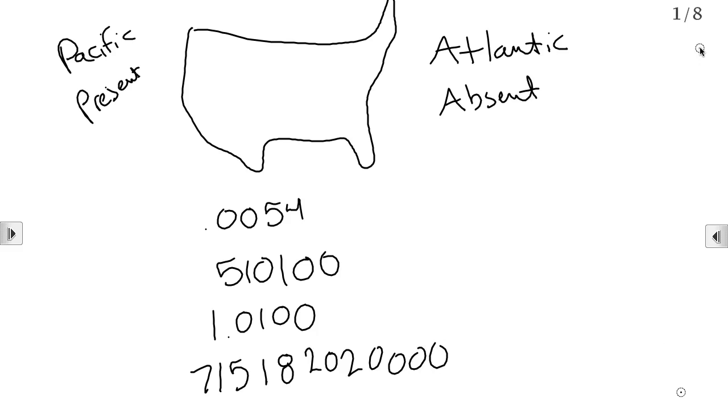So the decimal's absent. I'm going to start in the Atlantic. And then everything after it is significant. 1, 2, 3, 4, 5, 6, 7, 8. Okay. So if you just need like a quick kind of thing, this will work.